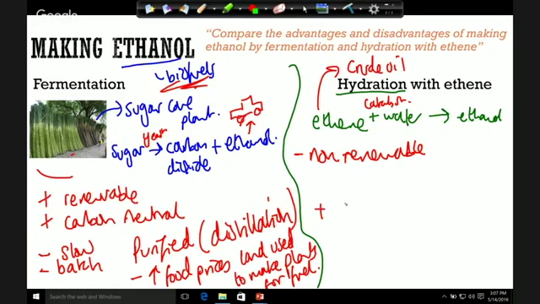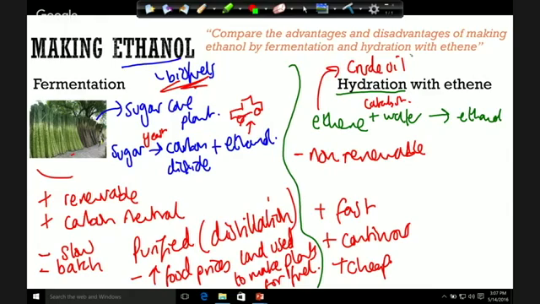It does have a few advantages though, and it's a fast process, and that it's a continuous process. You don't have to stop and start this. It can just be continuously running all the time, and the ethanol can be collected off. And that makes it quite a cheap process as well. You're not involved with massive harvesting and transporting of all this sugarcane like you would be over here.